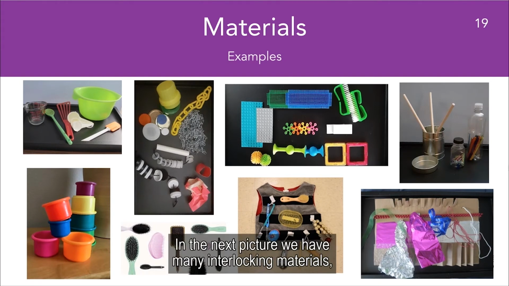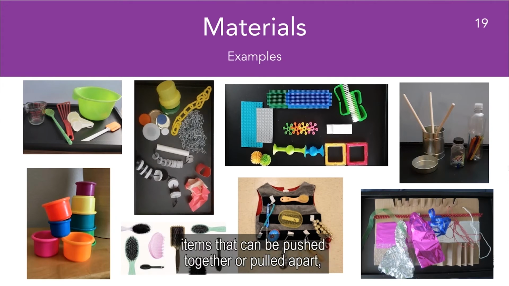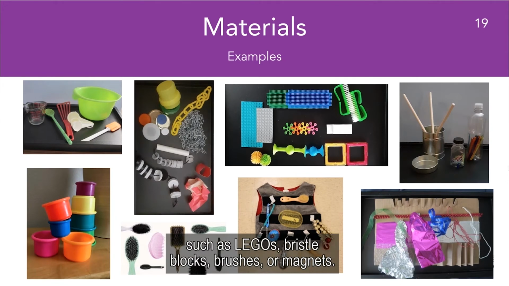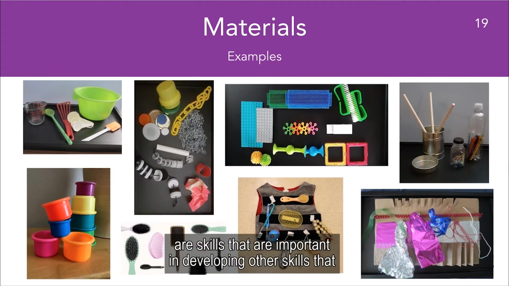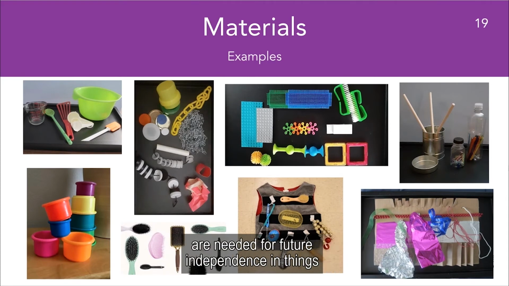In the next picture, we have many interlocking materials, items that can be pushed together or pulled apart, such as Legos, bristle blocks, brushes, or magnets. These kinds of items help children work on constructive play skills, which are skills that are important in developing other skills that are needed for future independence in things like getting dressed and cooking.